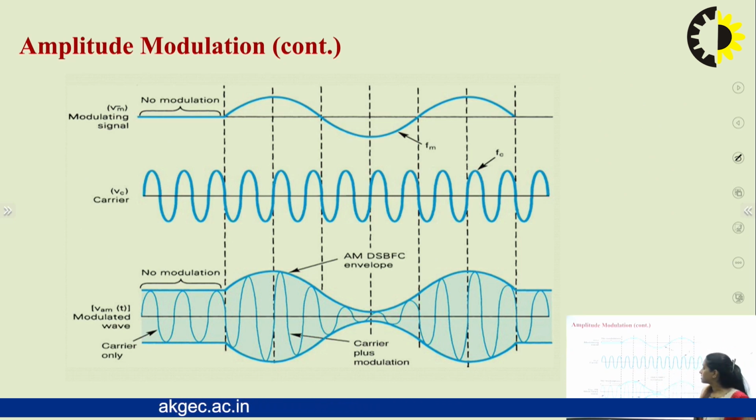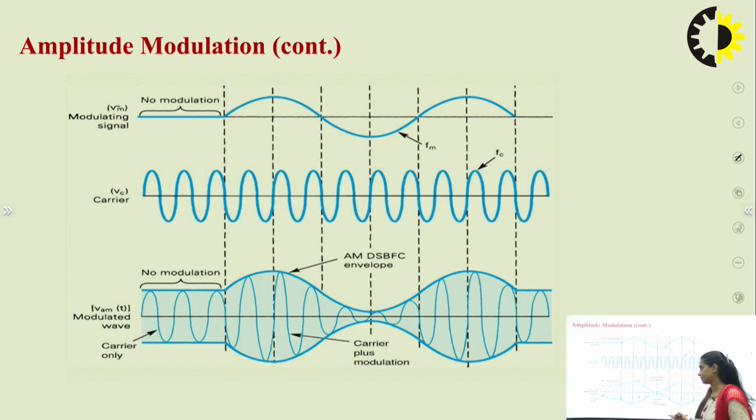It's my message signal. This is my carrier wave. This is how it looks. So this is a double sideband full carrier envelope. Here VM represents the amplitude of the message signal. VC represents the amplitude of the carrier. VAM represents the amplitude of my modulated wave. And when there is no message signal, the carrier is passing as it is. When there is presence of a message signal, the carrier is modulated as per it.